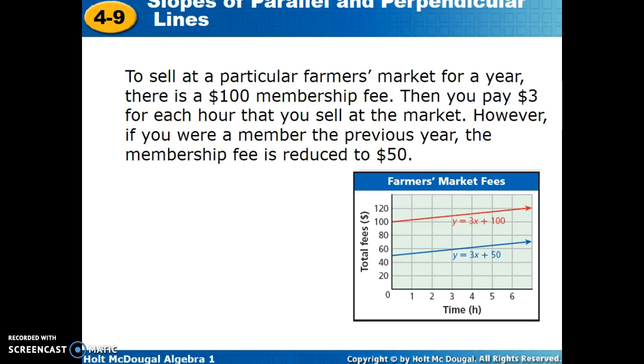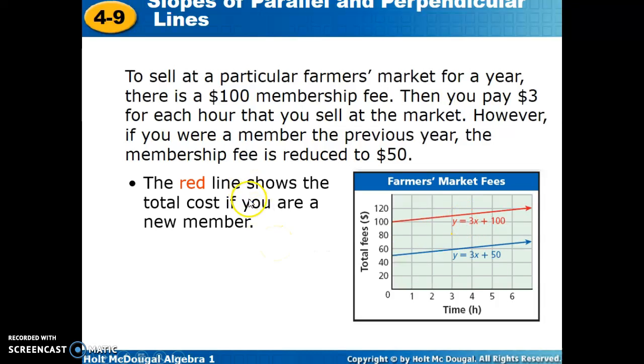Let's look at these two. It says farmers market fees, total fees, and time spent. To sell at a particular farmer's market for a year, there's a $100 membership fee. Then you pay $3 for each hour that you sell. However, if you were a member the previous year, the membership fee is reduced to $50. So you can see a starting fee of $100, that's our y-intercept, and a starting fee of $50, comparing the two. Either you were a member last year or you're a new member this year. At any rate, it's $3 per hour.